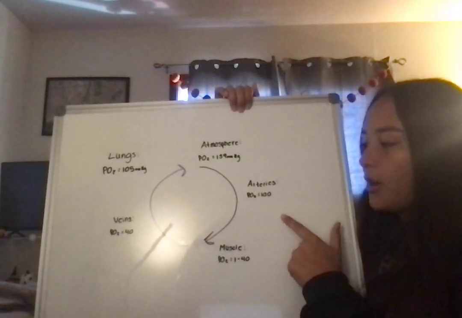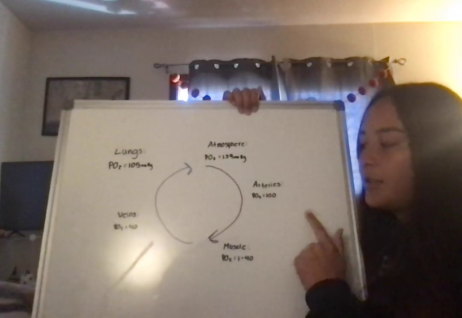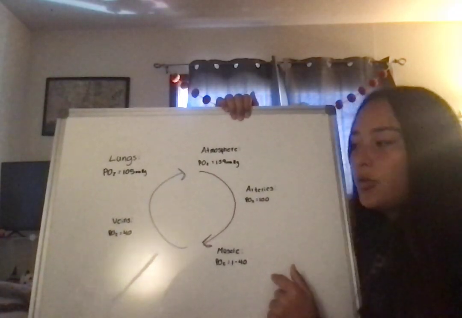And then again, you can see the artery partial pressure is higher than the partial pressure in our muscles, and this allows diffusion from the arteries into our muscle.